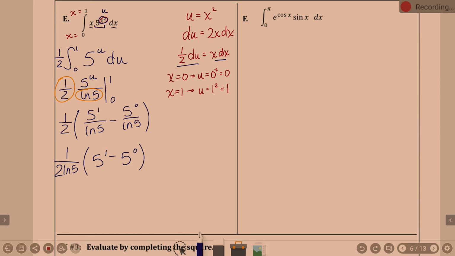Did that make sense? Do you have to do it that way? No. 5 to the first is 5. 5 to the 0 is 1. So 1 over 2 natural log of 5 times 4, which is 4 over 2 natural log of 5, which is 2 over natural log of 5. That was great.